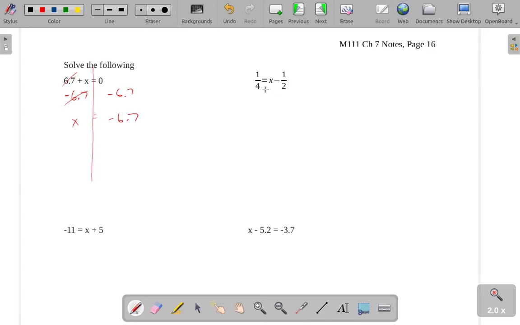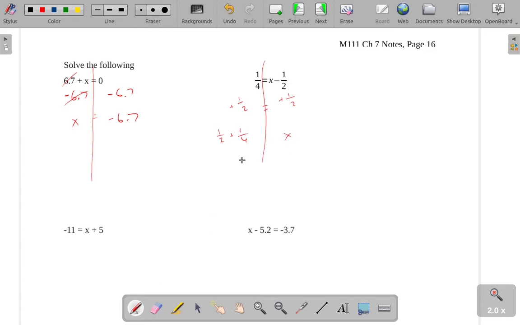All right, on this one, there's some fractions in it, but it's not really any different of a process. We have an x, and from that x we're subtracting 1/2. If I'm trying to isolate the x and figure out what's left, I want to add 1/2 to this side of the equation, because it'll cancel out with the 1/2 there. So that means I have to do the same thing to the other side of the equation. I end up with 1/2 plus 1/4 equals x.